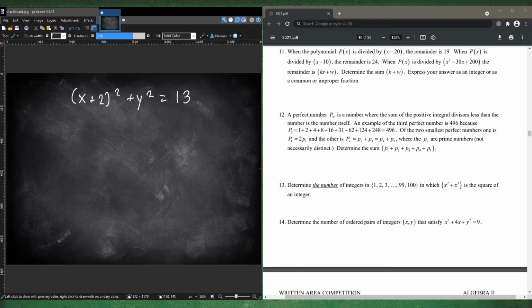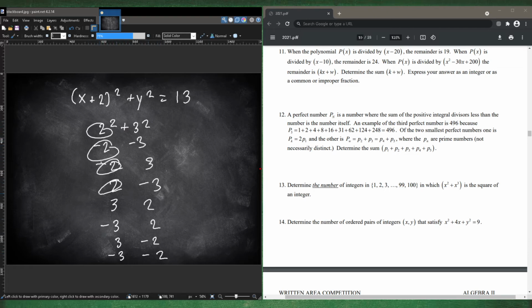The only points that make this 13 are 2 squared plus 3 squared, because that's 4 plus 9, so that's 13. You could have positive and negative versions of this, so 2, 3, or -2, -3, or -2, 3, or 2, -3. Or you could switch the order around and say 3, 2, -3, 2, 3, -2, and -3, -2. So there's 1, 2, 3, 4, 5, 6, 7, 8 possible combinations. So our answer is 8 ordered pairs.